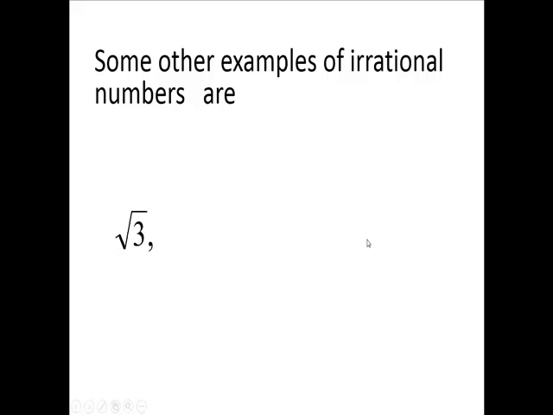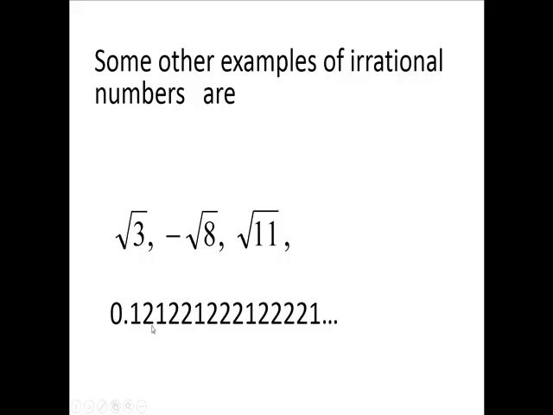The square root of 3 is irrational. Square root of 8 is irrational. Square root of 11 is irrational. This is 1.12. It looks like it repeats, doesn't it? But it doesn't. It goes 1, 2, 1, 2, 2, 1, 2, 2, 2, 1, and then 4 2s, 1, and then 5 2s, 1, and then 6 2s. So you can never finish writing it. It never repeats. This is irrational. So these are 4 irrationals.